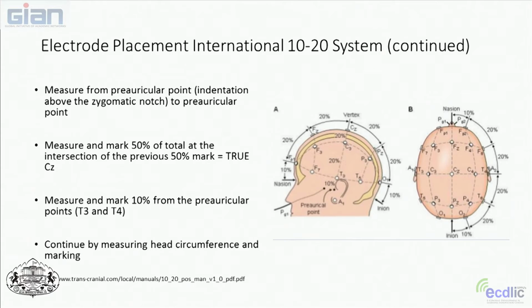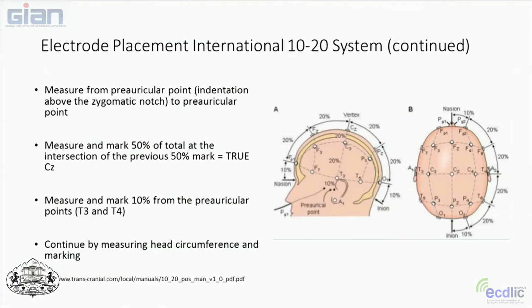So after you measure in this direction, then you measure the pre-auricular point, which is the indentation. Here you can see on the left ear, right next to your ear, and you measure that from ear to ear, and then you mark 50% of the total of that point. So once you do that, then you can see where it crosses the point you measured from your nasion to your inion, and then you mark your true Cz. The first one you marked was just a placeholder, but once you see where that crosses the two lines, that's your true Cz.